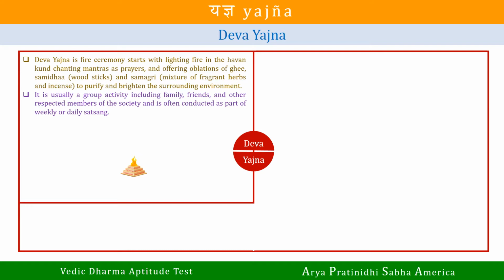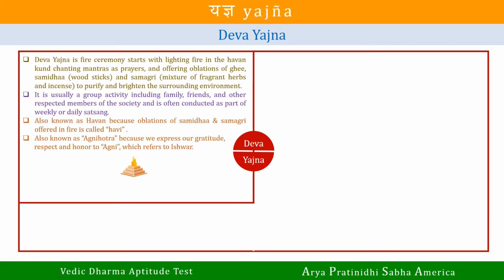Do you know why Dev Yajnya is known as Havan or Agnihotra? It is known as Havan because oblations of samhita and samagri offered to fire is called Havi. It is also known as Agnihotra because we express our gratitude, respect, and honor to Agni, which refers to one of the many names of Ishwar. Ishwar is referenced as Agni in the very first mantra of Rig Veda.